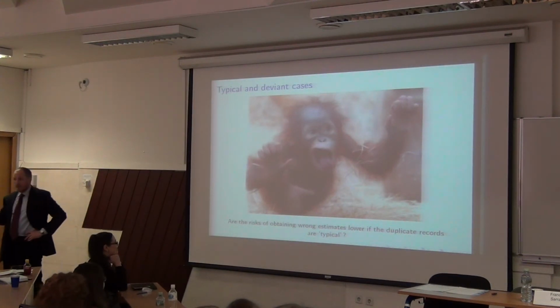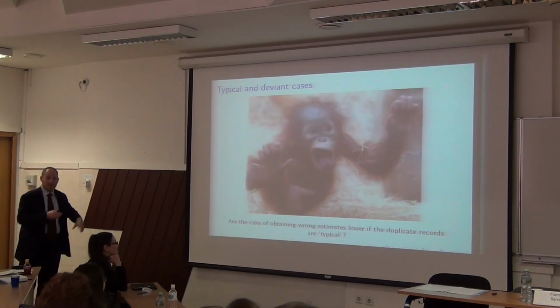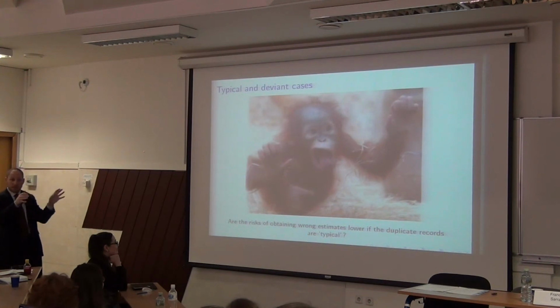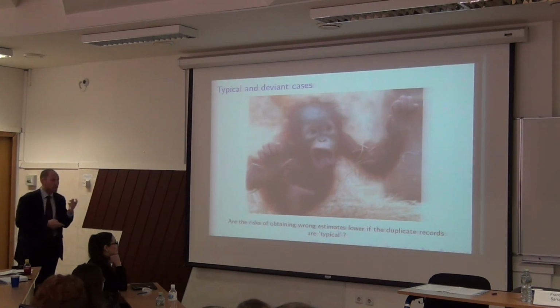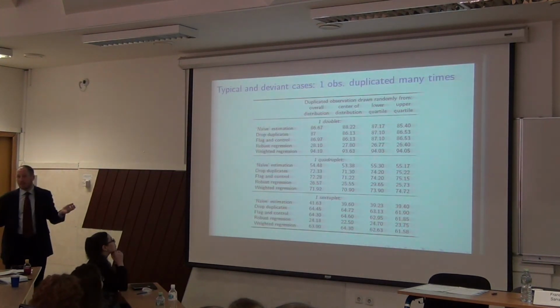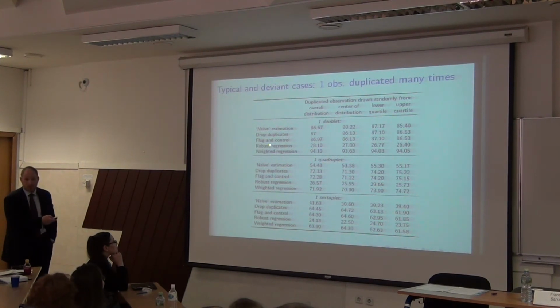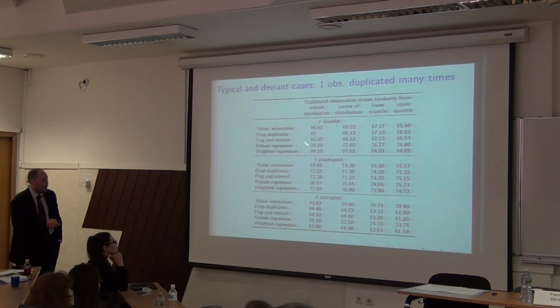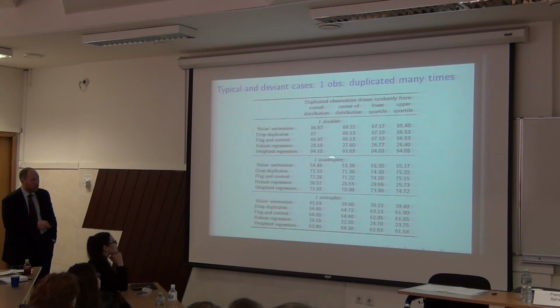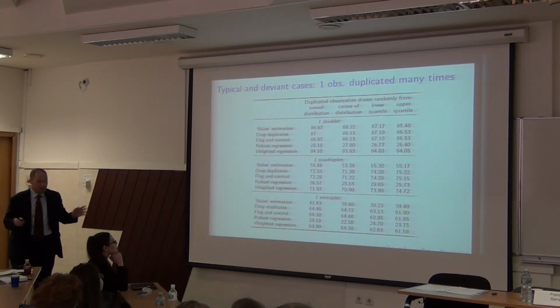Let's look at typical outlier cases. So when the duplicates are in the middle or in the tails of the distribution. What happens? Unfortunately, I didn't find any better way to show you than this table. So I simplified it. We are taking just one doublet, one quadruplet, one sextuplet. The results are more or less the same also in the other scenarios.